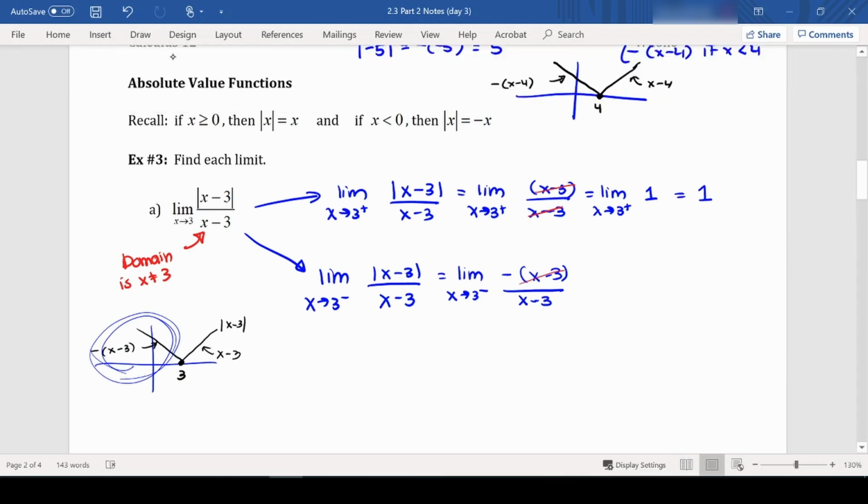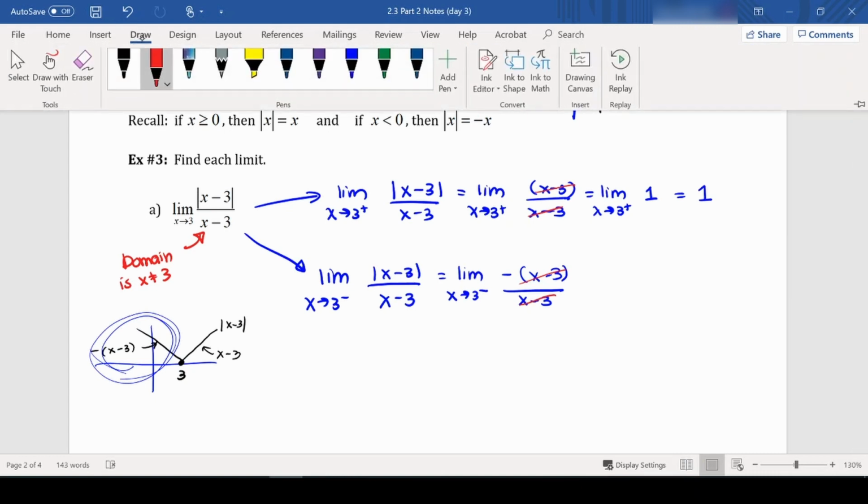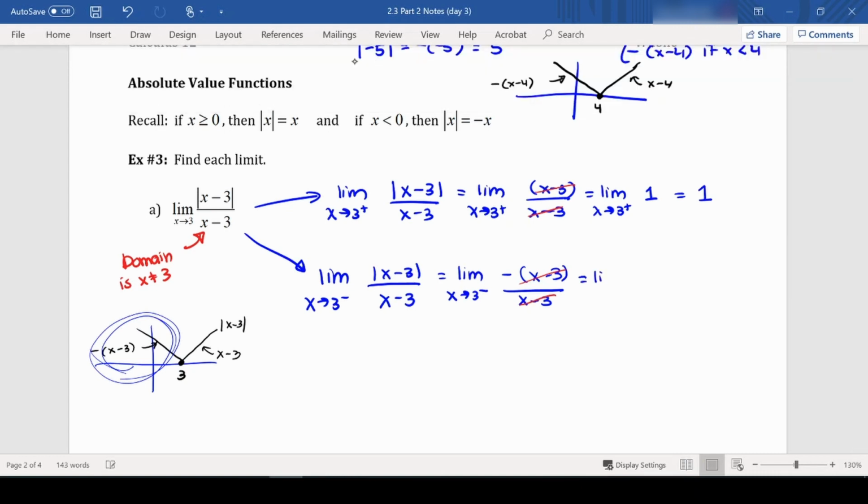And on our other one, same thing, we have a common factor there that we can cancel out, which gives us the limit as x approaches 3 from the left of negative 1. And again, we know that the limit of a constant is itself. Therefore, our limit as x approaches 3 of the absolute value of x minus 3 over x minus 3 does not exist.